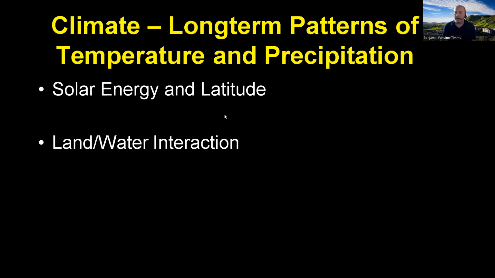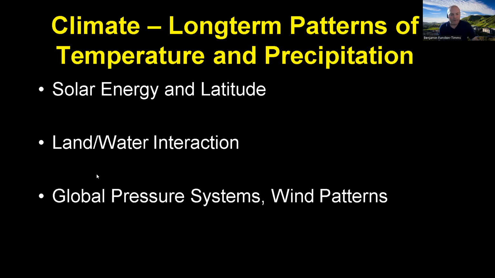Land and water interaction, we'll talk about that. Land heats and cools much faster than water, and so water can minimize those changes. Areas on the coast tend to have much more temperate climates. Those that are inland have what we call continentality, meaning that they have much more extremes in temperatures.